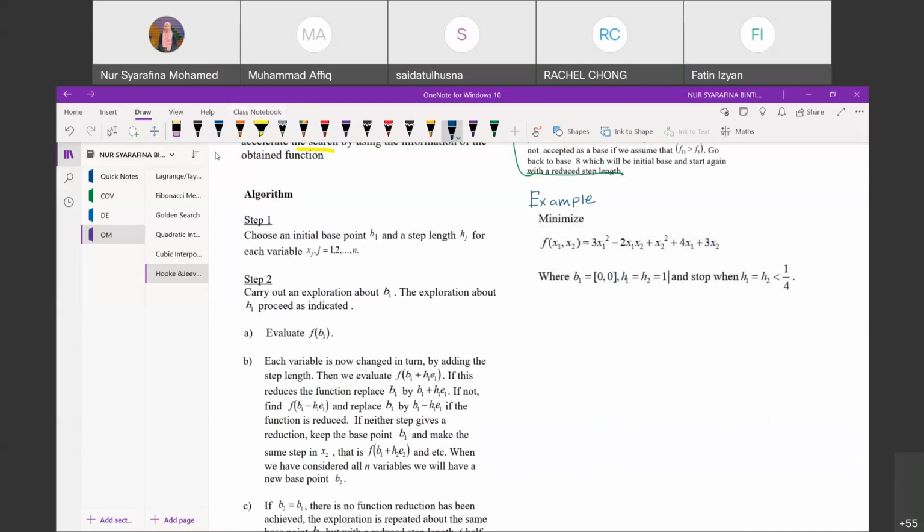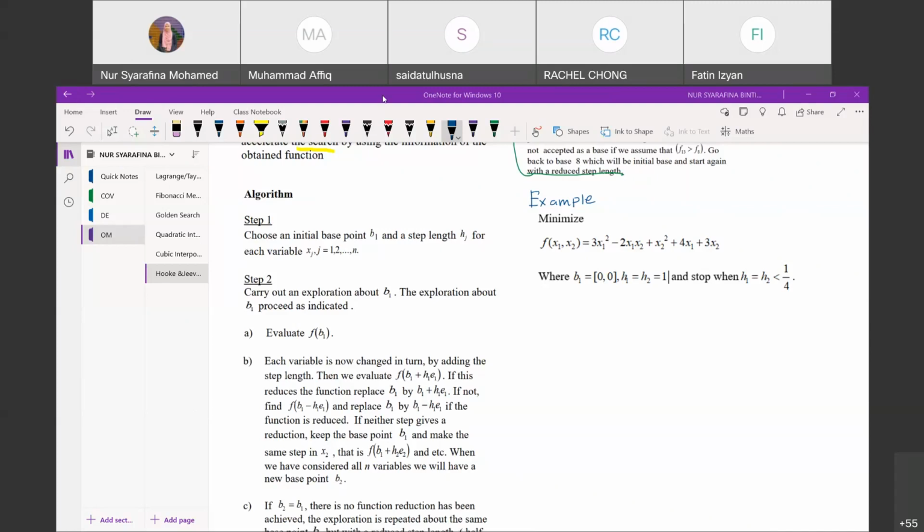Okay, so now let's take a look. Our first step is to choose an initial base, right? What is our new base here? What is our base here? No one wants to try? This one? Yes, it is 0, 0.